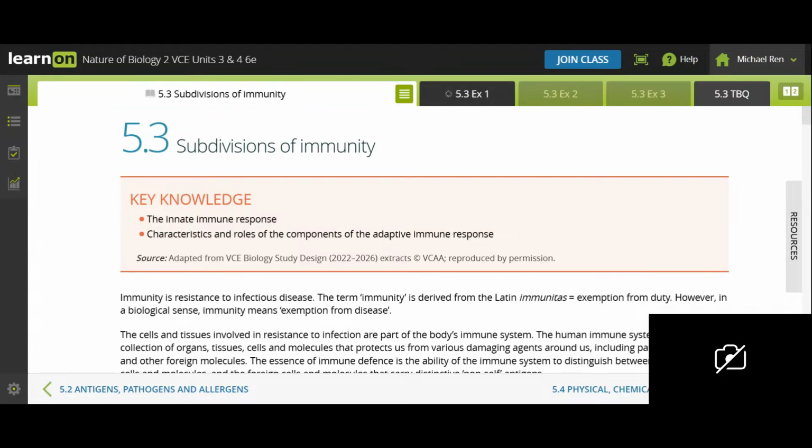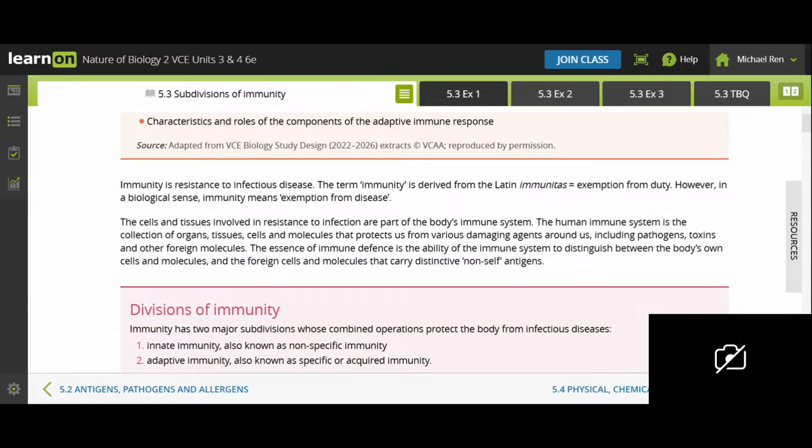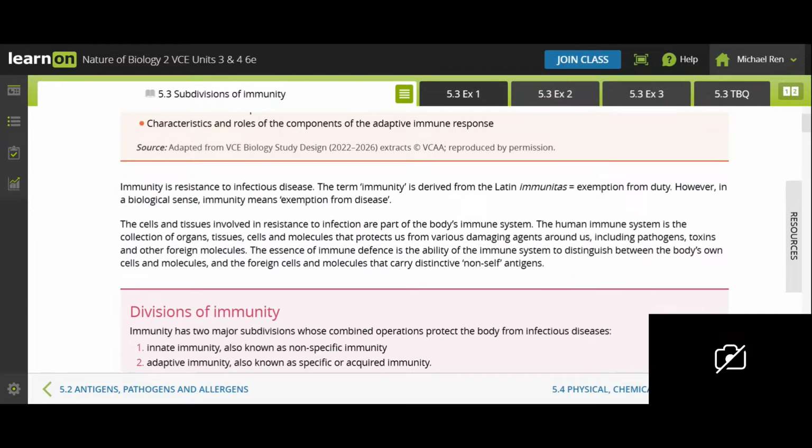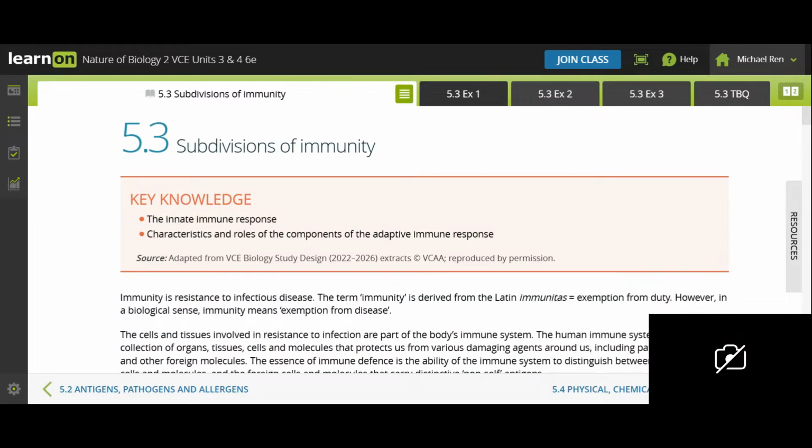Subdivisions of immunity. These involve innate immune response and adaptive immune response. Those are the only two major parts. The innate immune response differs from the adaptive immune response since it is basically immediate, whilst the adaptive immune response requires at least a few days to get going, and it's also stronger. The innate response also does not have memory, unlike the adaptive immune system.